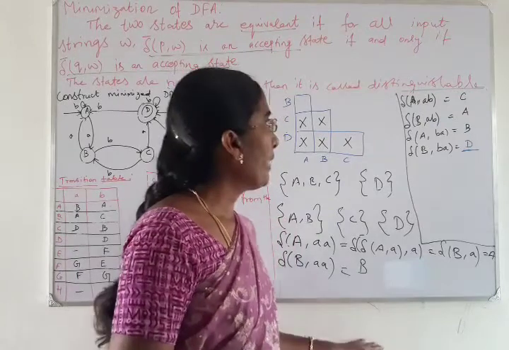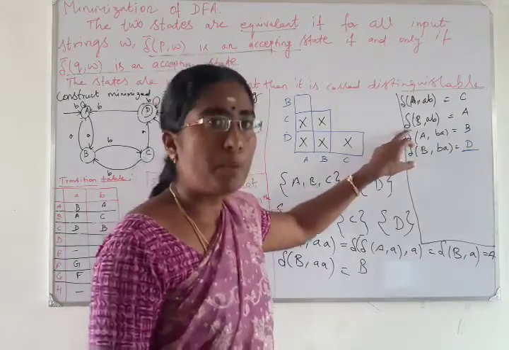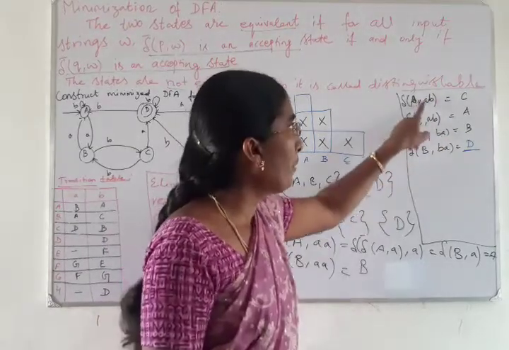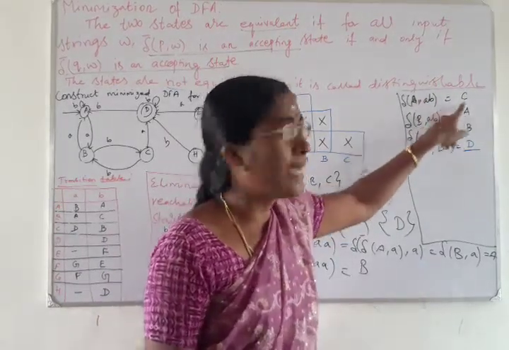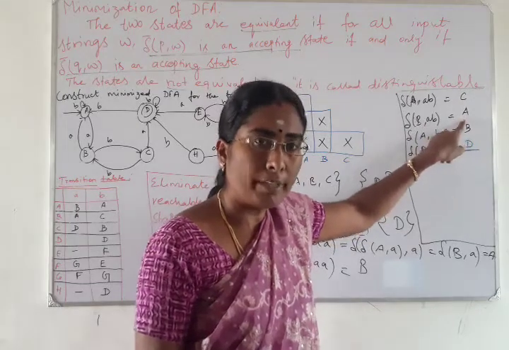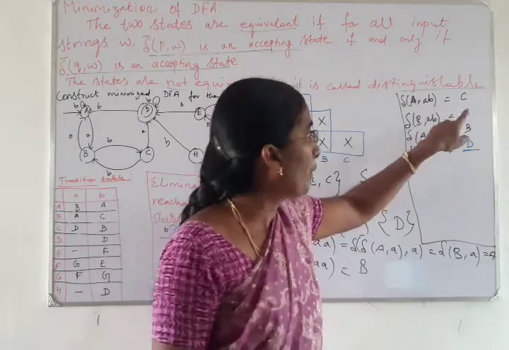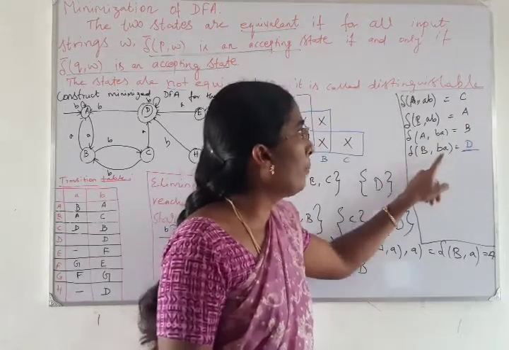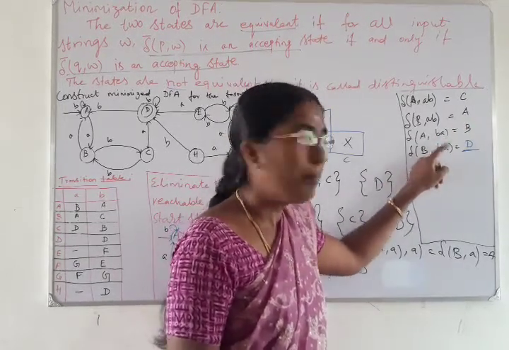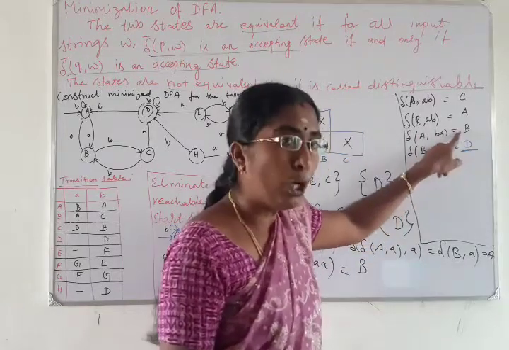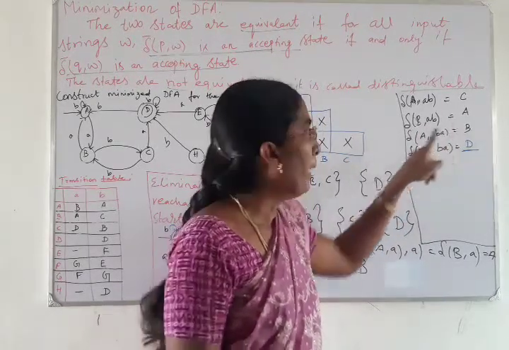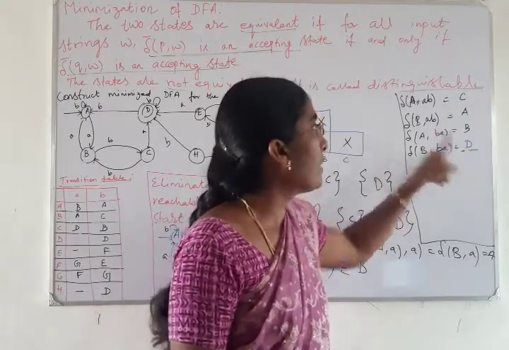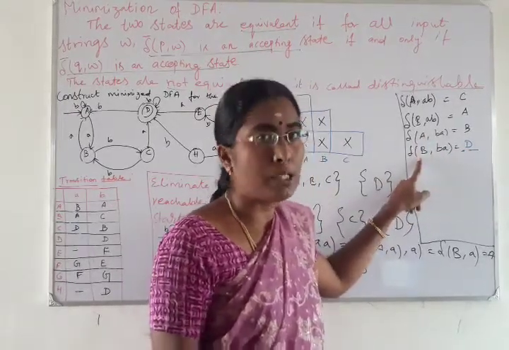Here we extended the states A and B for the input symbol AB and for the input symbol BA. For the input symbol AB, the states lead to A and C. Here both A and C are non-final states. So no problem. Up to this, the states A and B are equivalent. Next we extended for the input symbol BA. For input symbol BA, A leads to a non-final state, that is B. But B leads to a final state D. So the states A and B are distinguishable.